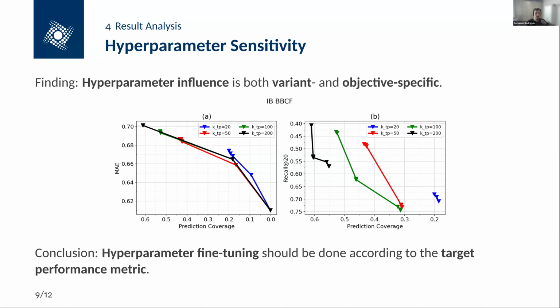Another example we've seen was that the standard item-based BBCF was very sensitive to the number of neighbors K in the KNN step, the prediction step. But when we added our CWF metric and the cosine similarity, the model became much more robust and stable to variations in K. So this means you can't auto-tune for everything. The tuning should be done according to the target performance metric and the specific variant.